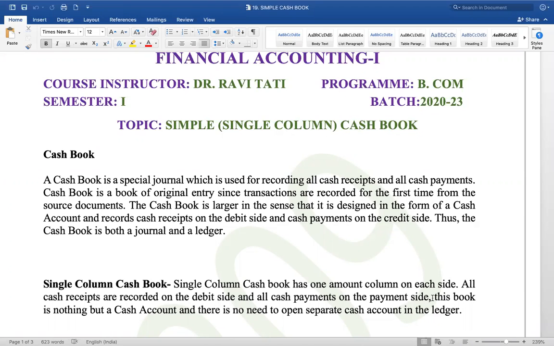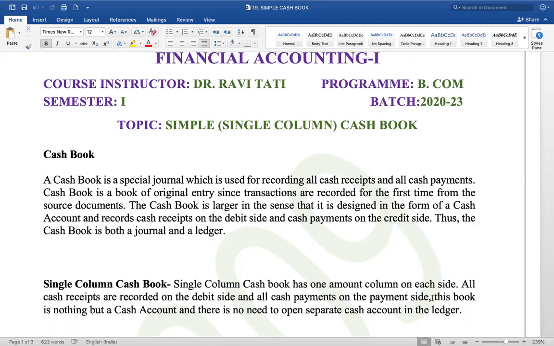And these cash books, we have various types: single column cash book, double column cash book, triple column cash book, petty cash book. Okay, petty cash book. Now, to begin with, we will look into single column cash book. Single column cash book. Okay.